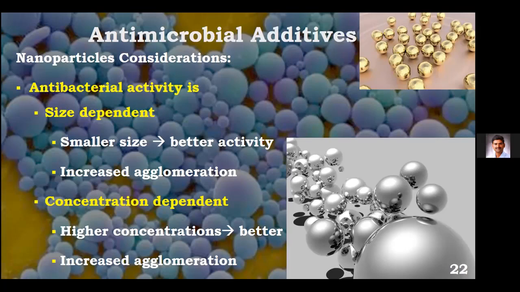The second factor that needs to be considered is the concentration, or the dose, or the amount of material in the denture bases. As the percentage of nanoparticles is increased in the denture bases, they do exhibit better and superior antimicrobial activity. But as mentioned previously, the chances of agglomeration also increase. So once you have these agglomerated nanoparticles in the denture bases, it is likely that they may have detrimental effects on the surface properties of the materials and also the mechanical characteristics of the denture bases.